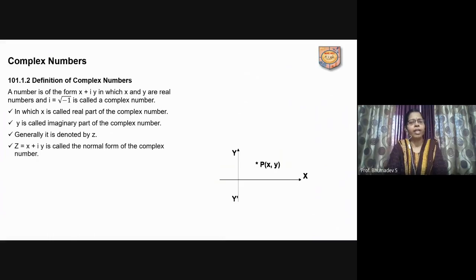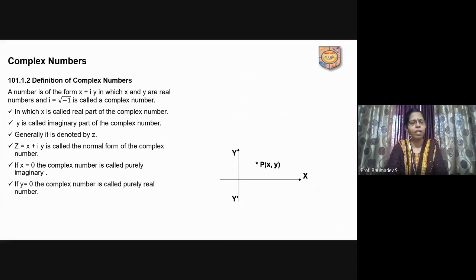z is equal to x plus iy is called the normal form, otherwise the Cartesian form, of the complex number. If x is 0, then the complex number is purely imaginary. If y is 0, then the complex number is purely real. If z is equal to x plus iy is a complex number, its complex conjugate can be represented as z bar, which is x minus iy.